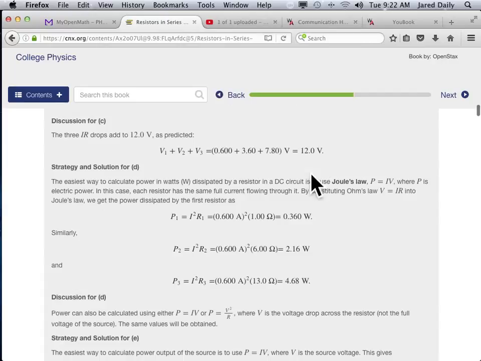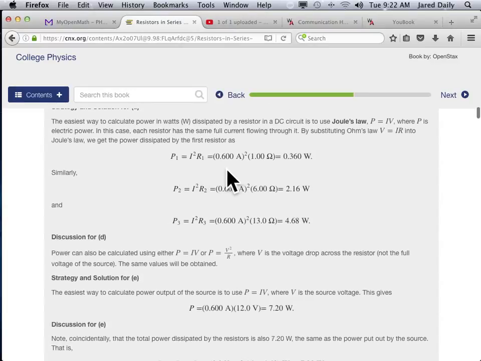Once you have that voltage across each resistor and the current, since it's all the same going through each resistor, you can use I squared R for each resistor to figure out how much power is dissipated by each resistor. Each resistor is going to heat up and take energy out of the circuit. It's going to remove energy from the circuit. That's how it slows down the current, by removing energy from the current.